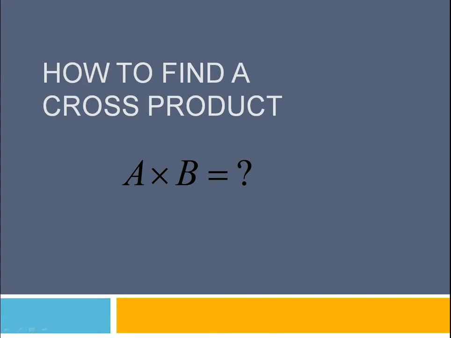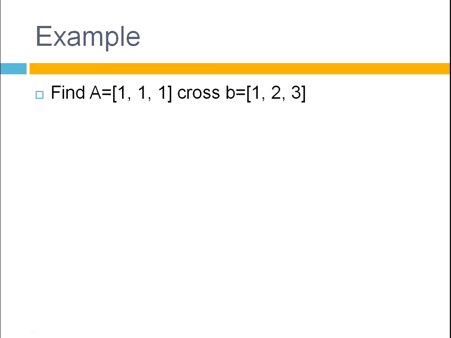In this short video I'm going to show you how to find a cross product. So we're going to look at A cross B and learn how to work that out. Start with a very simple example: just finding the cross product between A, which is just 1, 1, 1, and B, which is 1, 2, 3.